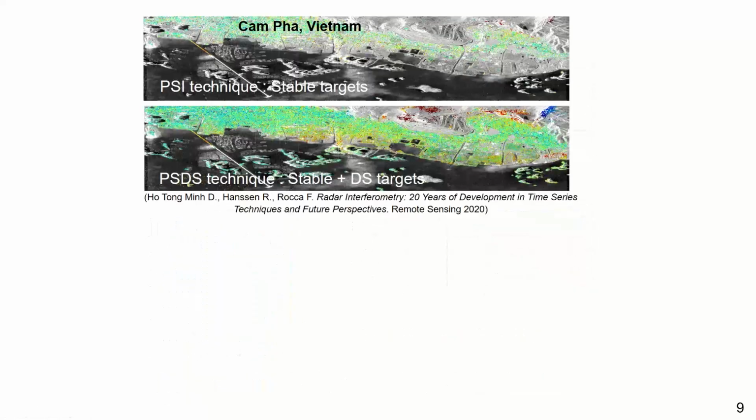So we're going to go to another test site. This site is quite interesting. This one is in Vietnam. It is one of the biggest coal mines in Vietnam, and not only in Vietnam, but also one of the biggest coal mines in South Asia, which has been exploited for almost a century. So there is a lot of subsidence problem over here.